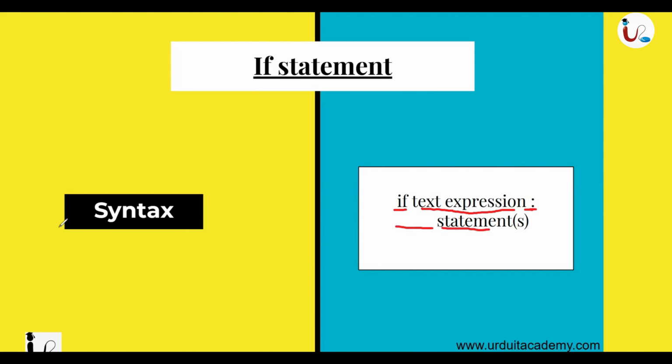You can add any number of lines as statements. Statements means normal Python code, just like print, like that. You can add as many lines as you want, but remember, for all those lines, you need to use the same indentation. And the first unindented line, which means the first line without the space, tells the computer the end of the if block.